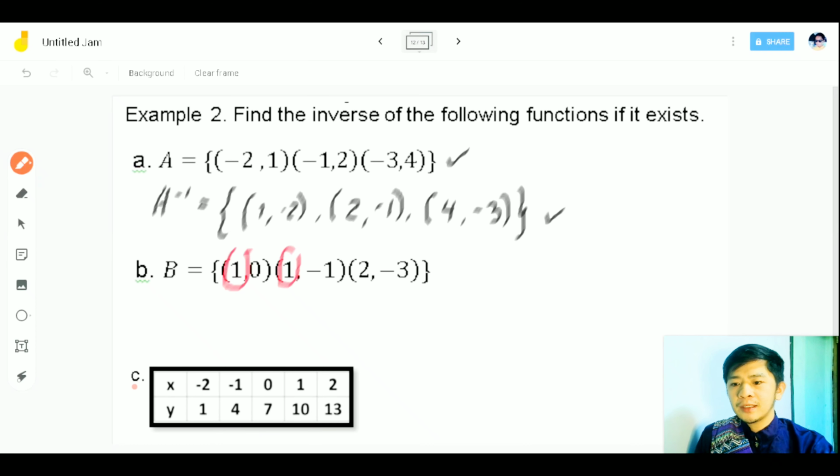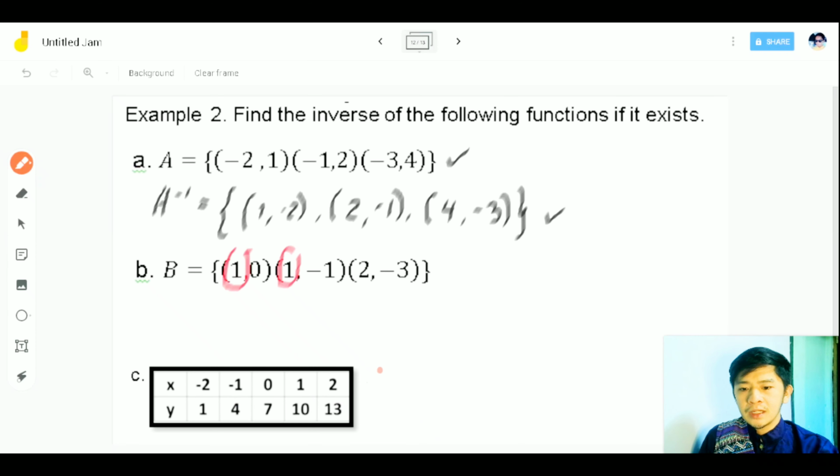So let us have the letter C. So there, the given is a table of values. To find the inverse of this, let's just check if it is a function or a one-to-one function. Just like in letter A, that's a one-to-one function. In letter B, that's not a one-to-one function. So let's find out if letter C represents a one-to-one function. So there's no repetition in x value, the same as in y. So therefore, I can say that this is a one-to-one function.